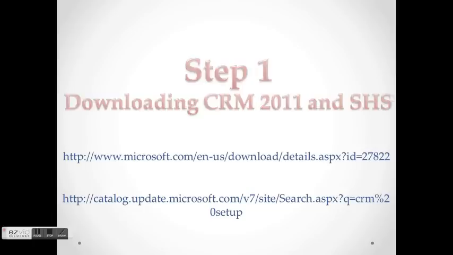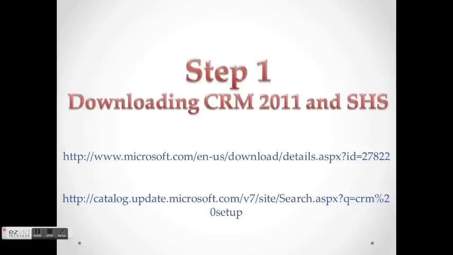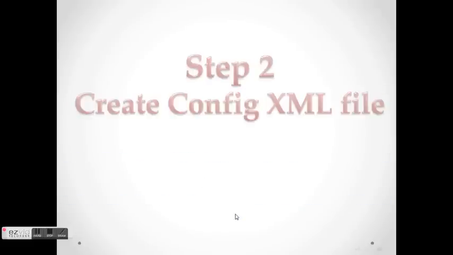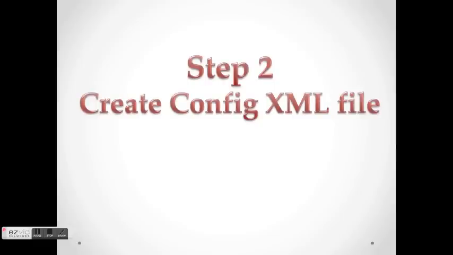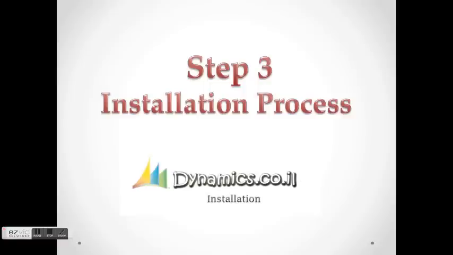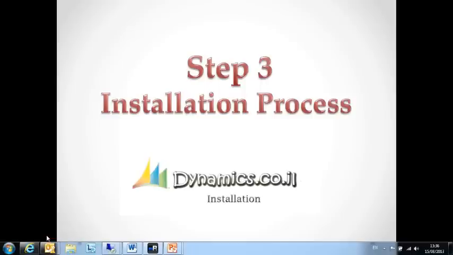So the first step is to download two crucial files. One is CRM, which contains Rollup 6 in it, and the other one is an SHS file, which is also crucial for this installation. The second step will be to create a config XML file, and the third step is the installation process, which you can read all about on my Dynamics.co.il webpage. Let's begin.